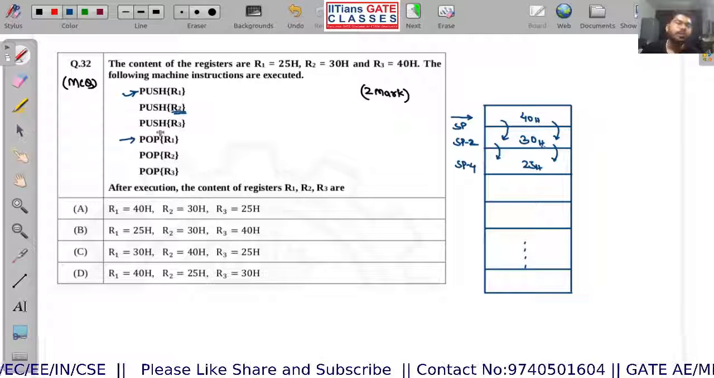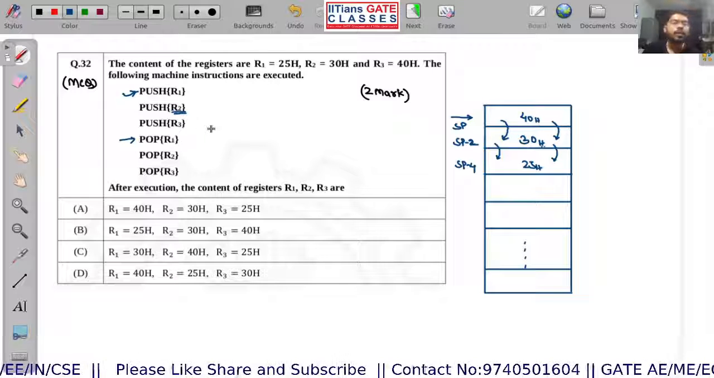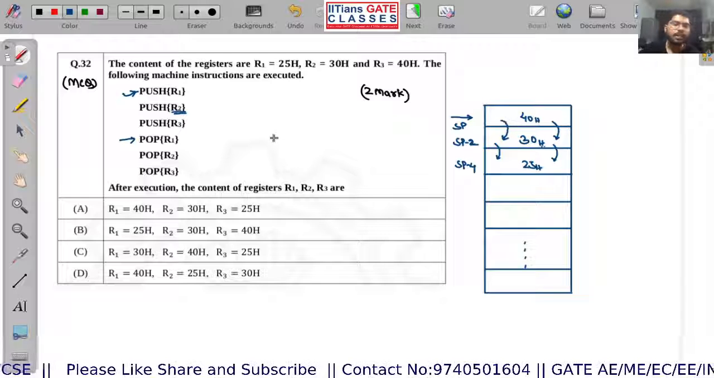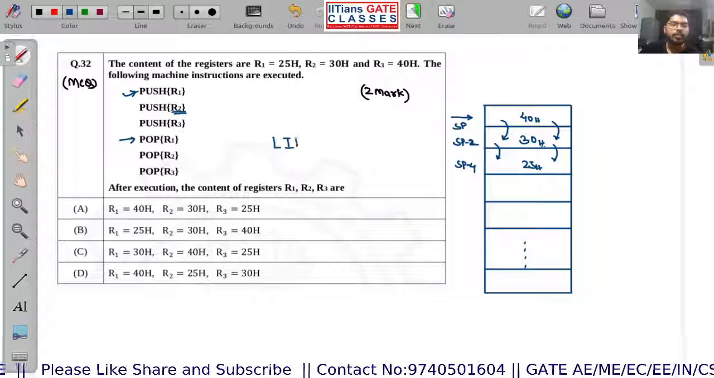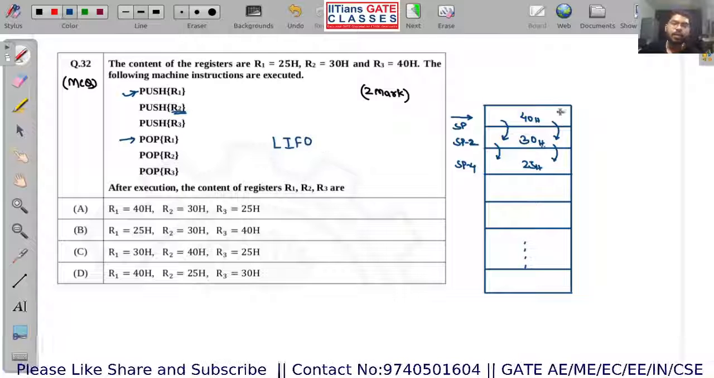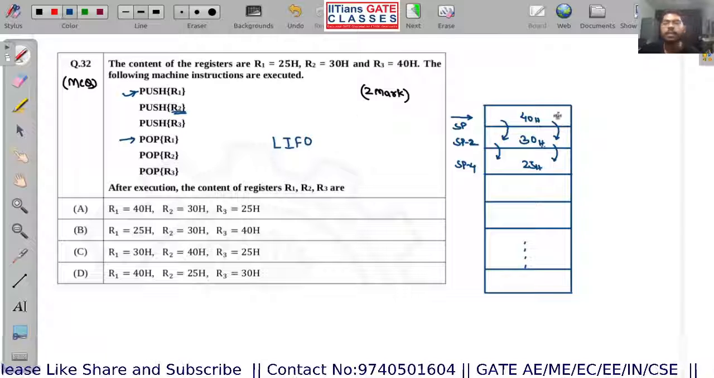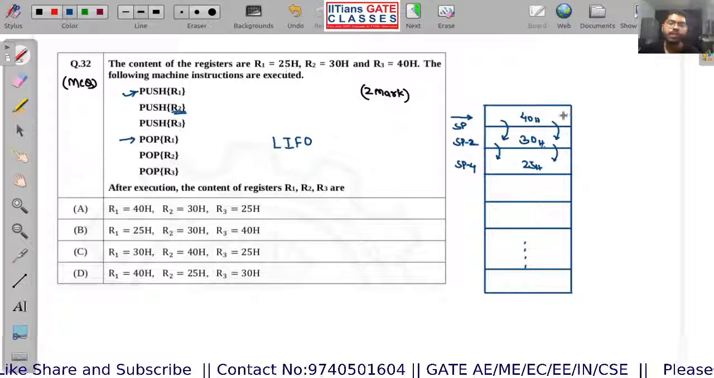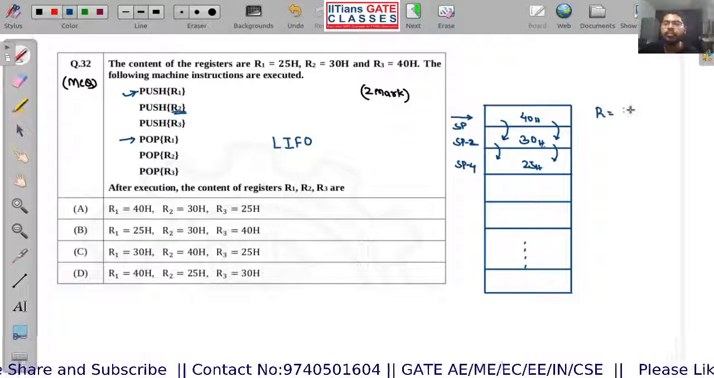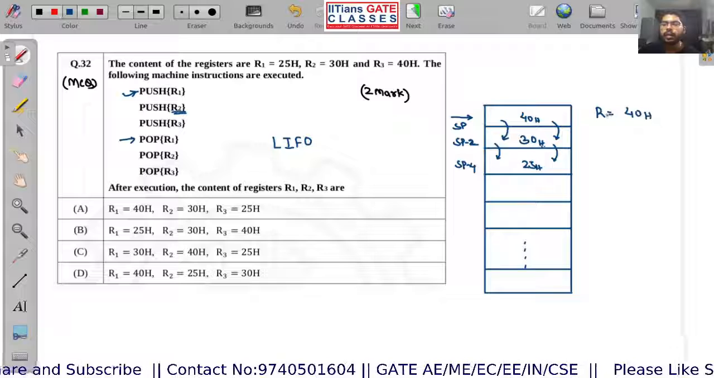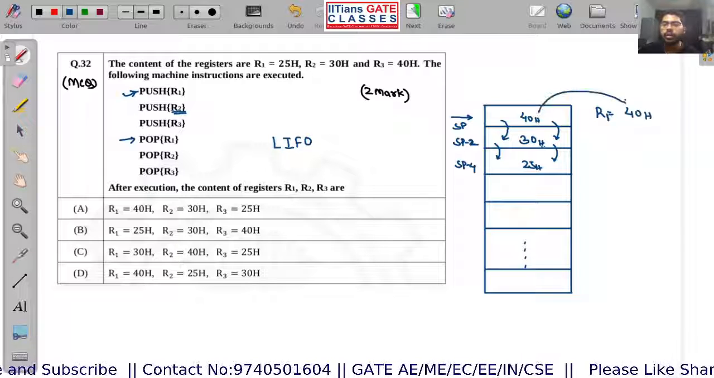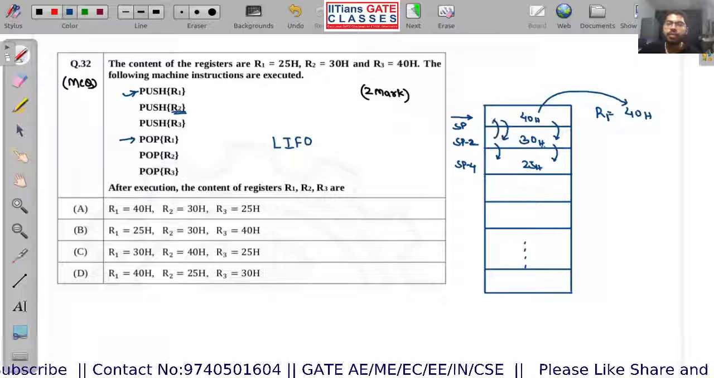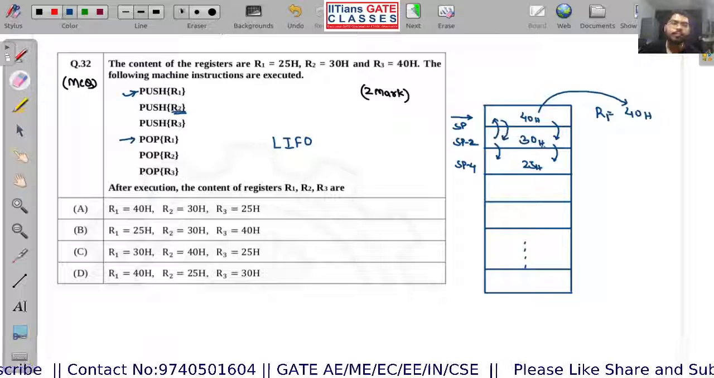Now the next instruction that you have is pop R1. Basically this is last in first out. In a stack we have last in, first out. So now what is pop R1? The data of R1, which was 25H, will now be replaced by 40H. This data will go into R1. Fine. So what will happen to this 30H? It will move back to this position at the top of the stack.